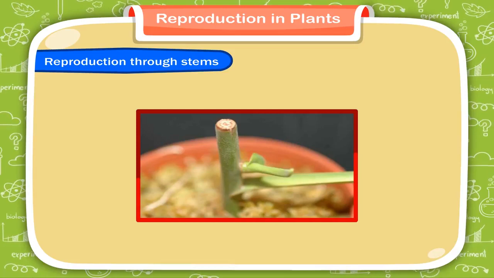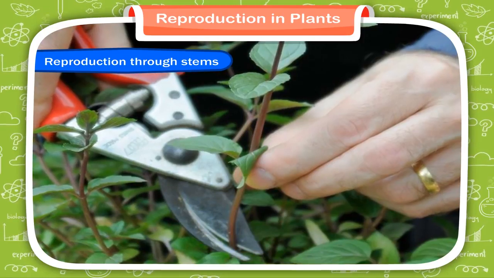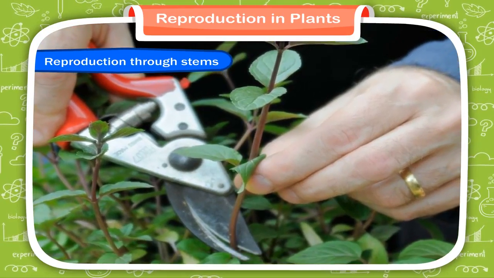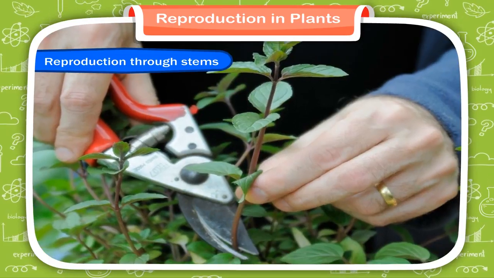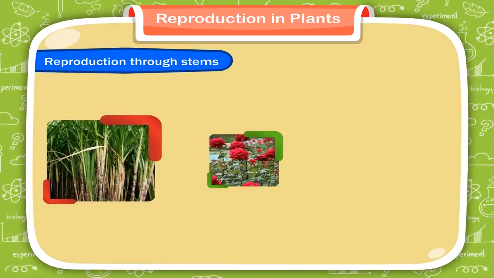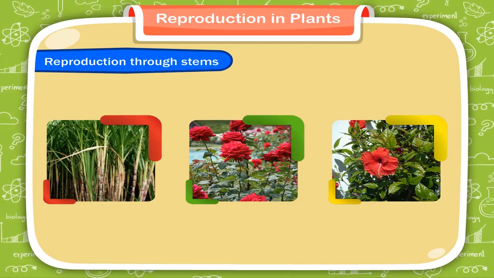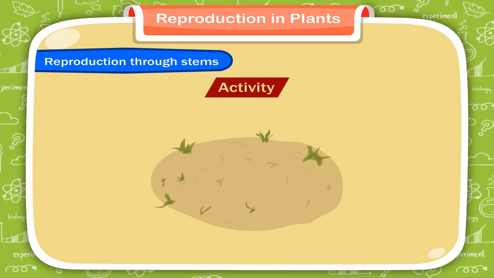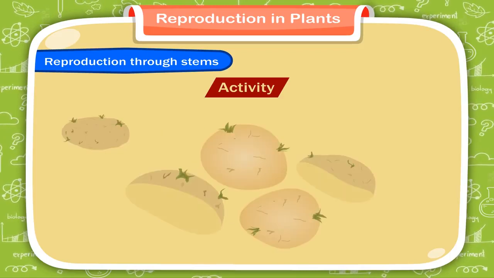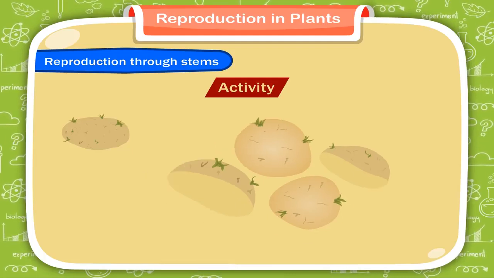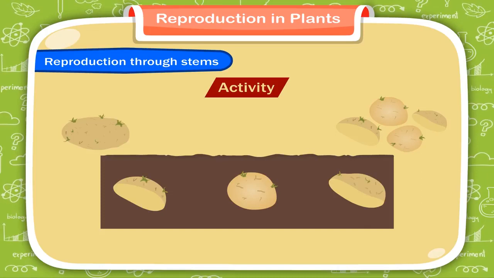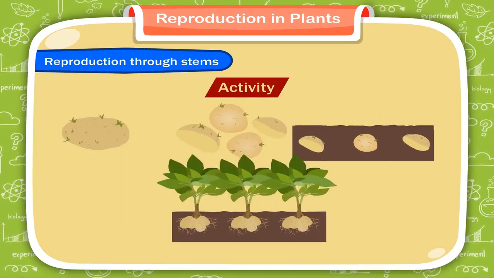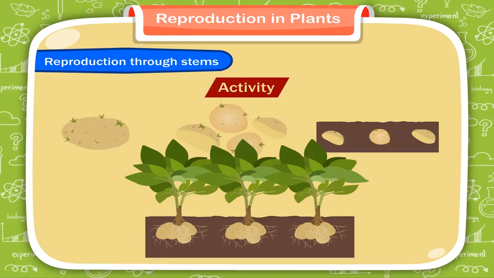Some new plants can also grow from pieces of the stem because they have buds on them. These pieces of stem are called stem cuttings. Many plants like sugarcane, rose, hibiscus, etc. grow from stem cuttings. Activity. Take a big potato. Cut it into several parts in such a way that each part of it has a bud. Plant these potato parts in moist soil. These potato parts will grow into new potato plants.